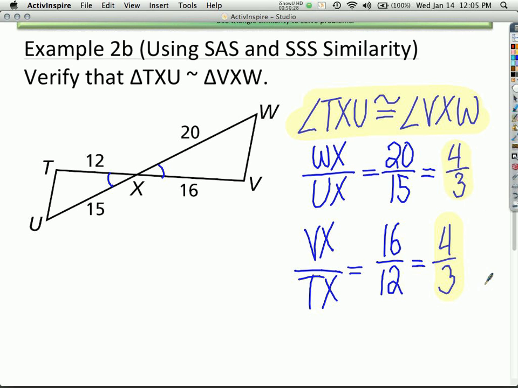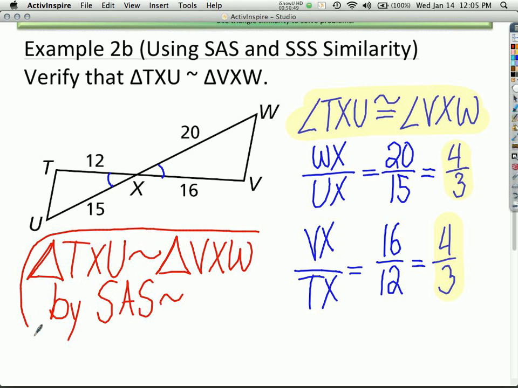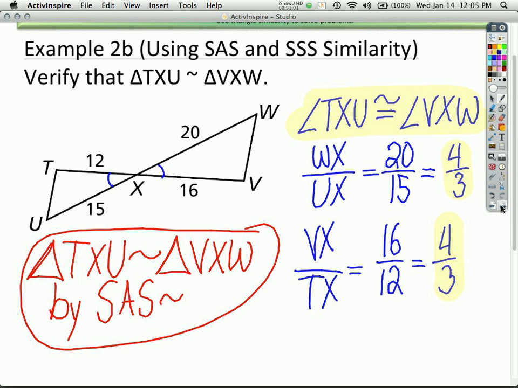Okay? So now we can make a similarity statement. We can now say that triangle TXU is similar to triangle VXW by the side angle side similarity theorem. Anyone have any concerns or issues? You guys did very well. So now let's see how you do completely on your own.